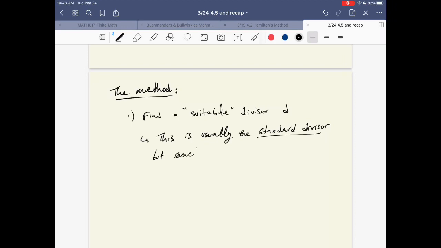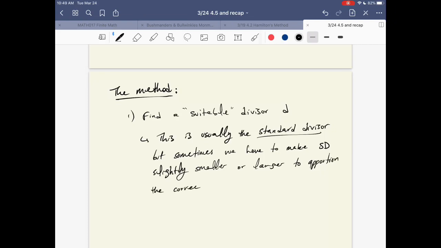But sometimes we have to fudge the standard divisor a little bit. We have to make SD slightly smaller or larger to apportion the correct number of seats. I won't really go into that very much because I think it's kind of boring.